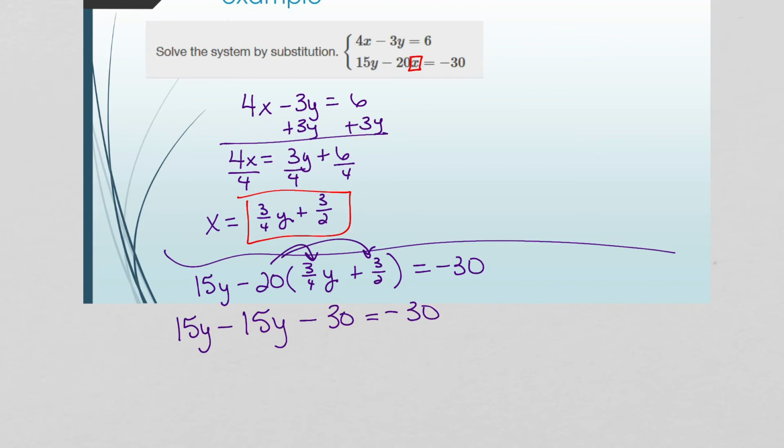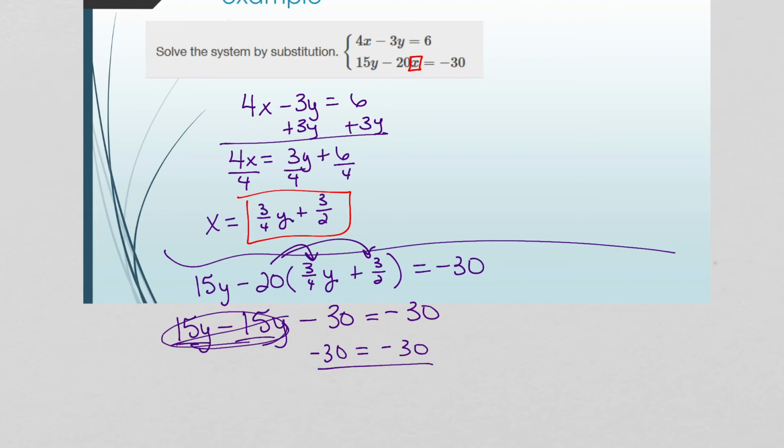Okay, look what happens. What is 15y minus 15y? It's 0, isn't it? It goes away. You're left with negative 30 equals negative 30. Okay, is this a true statement? Does negative 30 actually equal negative 30? The answer is yes, that is a true statement. Guess what? When your variables go away like this, and you're left with a true statement, that means that these lines have the exact same slope and they have the exact same y-intercept.